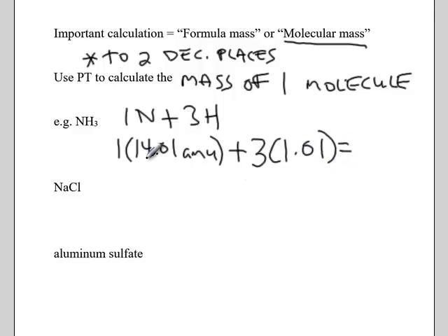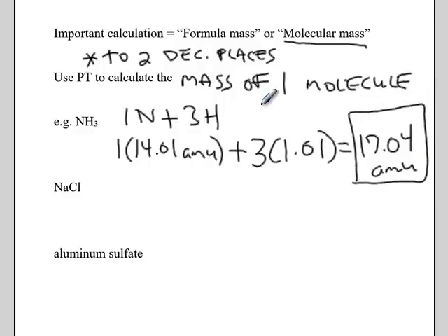And if we add that to the nitrogen, we'll have an answer of 17.04 atomic mass units. That is the molecular mass. So that's the mass of one molecule of NH3.